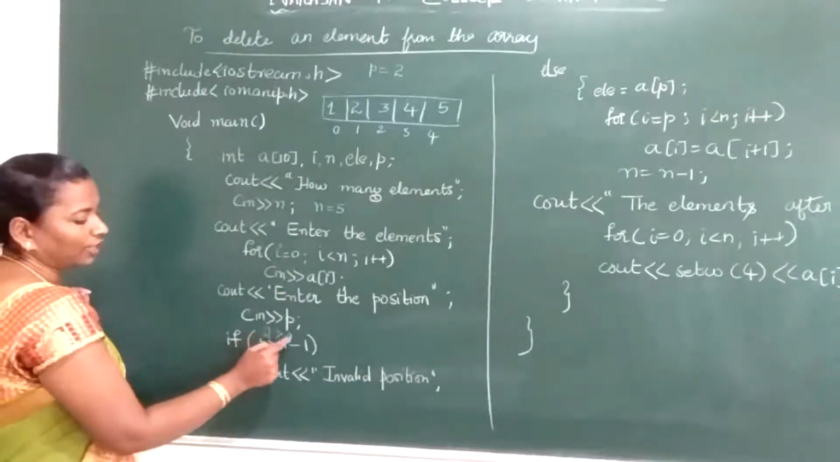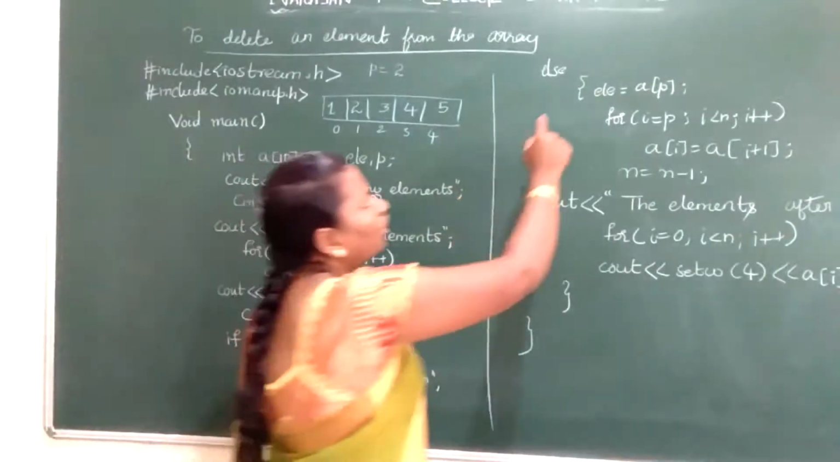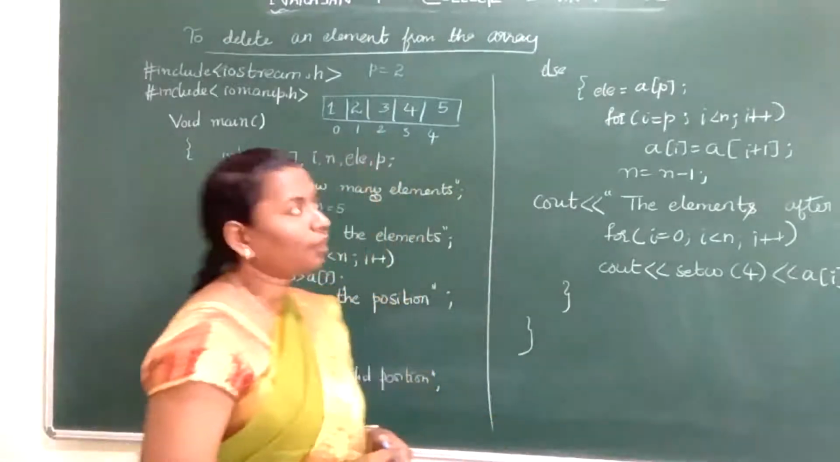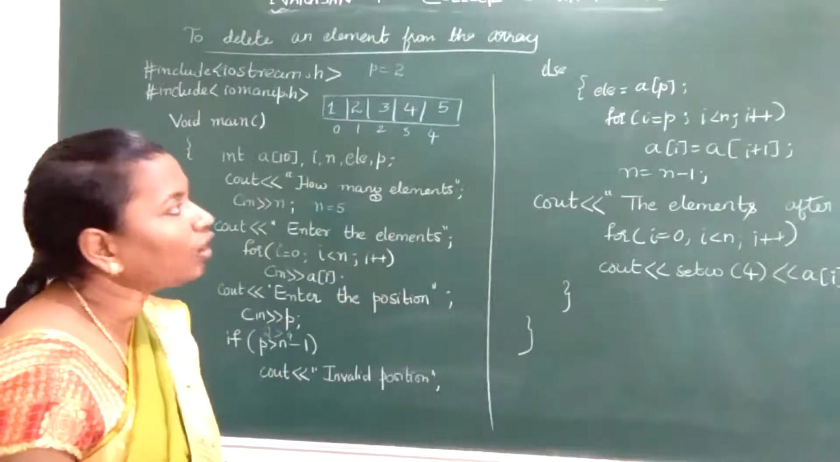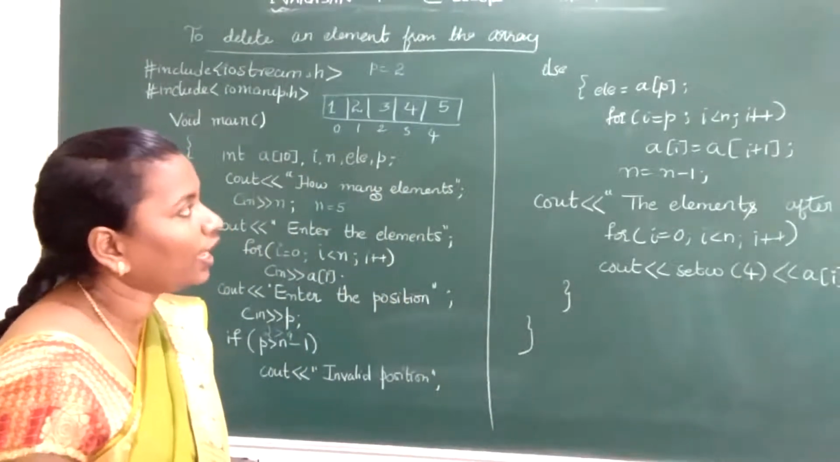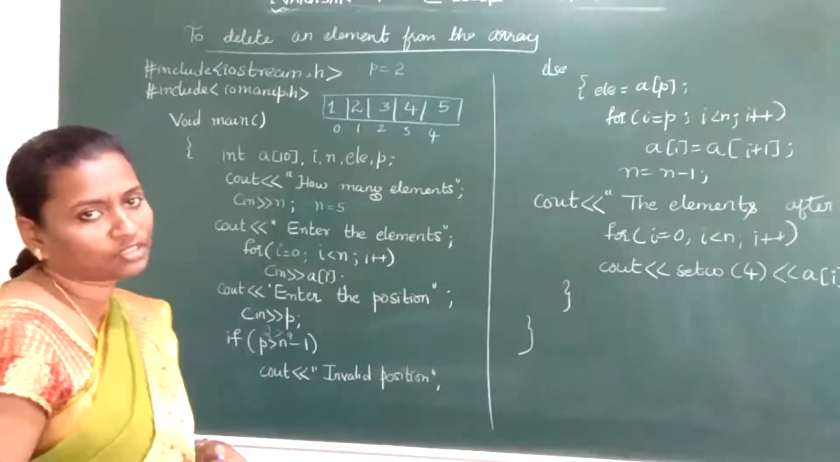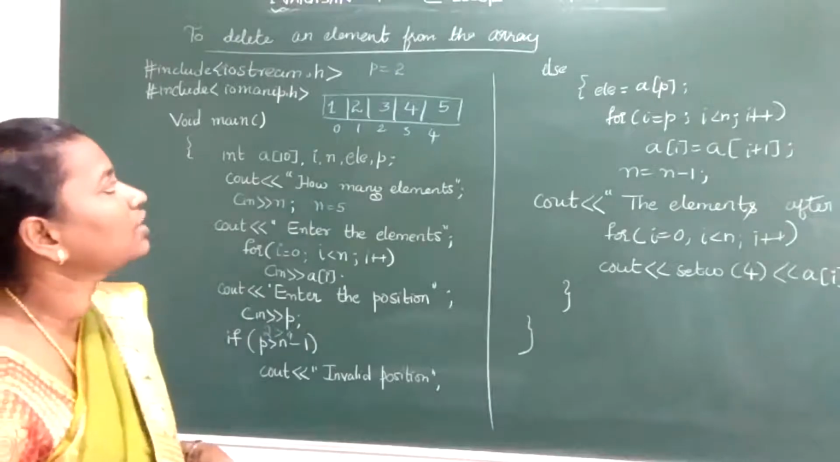So 2 is not greater than 4. It fails here. Now I will go to the else part. If the condition fails, I go to the else part. Now I am giving a of p. What is a of p? A of 2. At position a of 2, I am giving my element. What is the element? The element is 3.